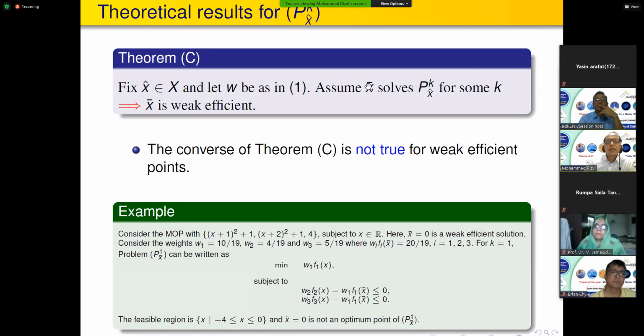You can only claim that if x bar solves some auxiliary problem for some k, then you can guarantee that x bar is a weak efficient point.